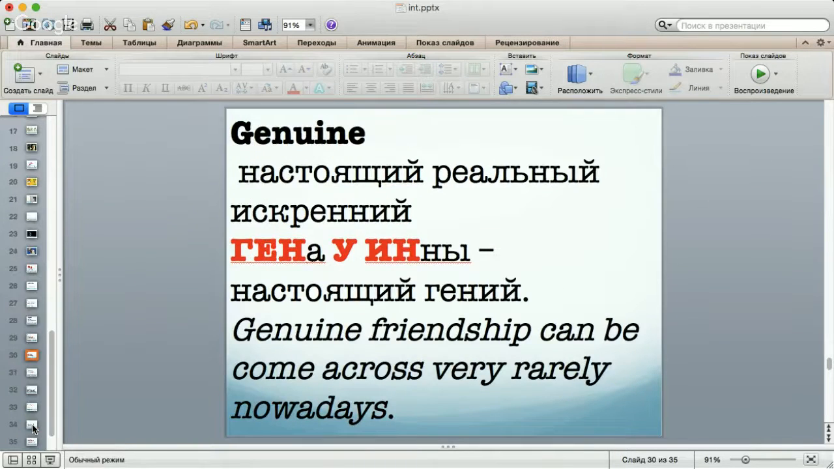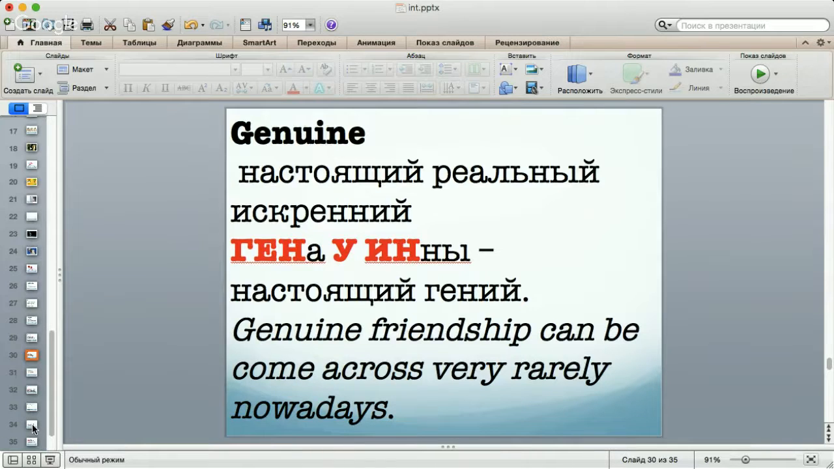Okay, and then the next one, genuine. Genuine means the real one or sincere. Here we've got an example. Genuine friendship can be come across very rarely nowadays.